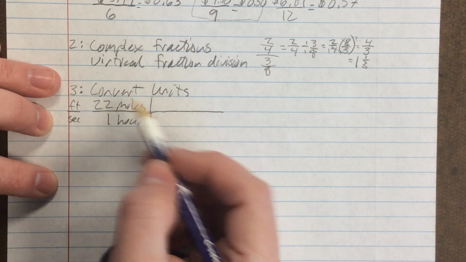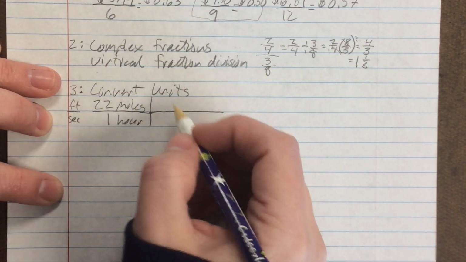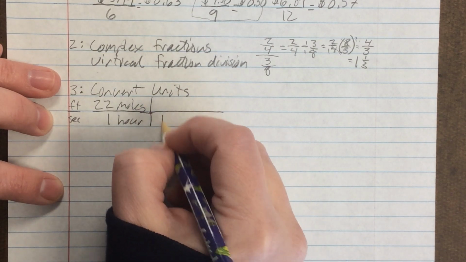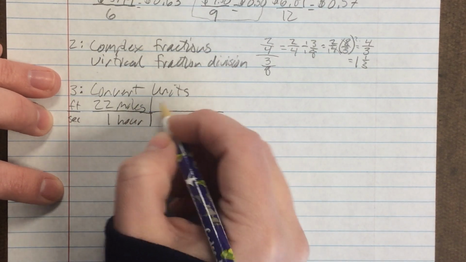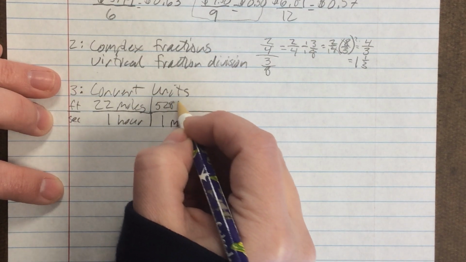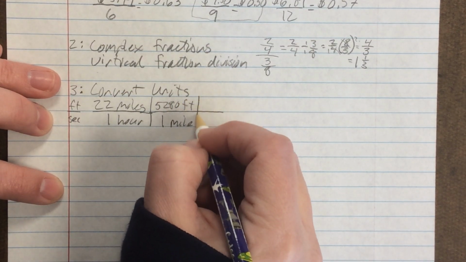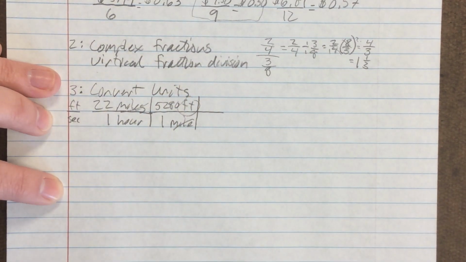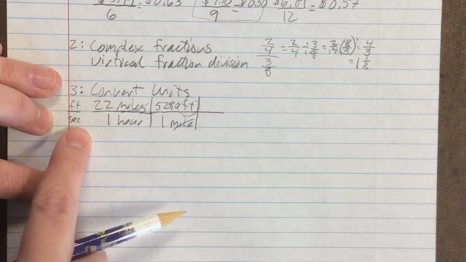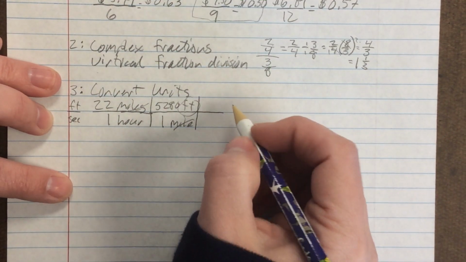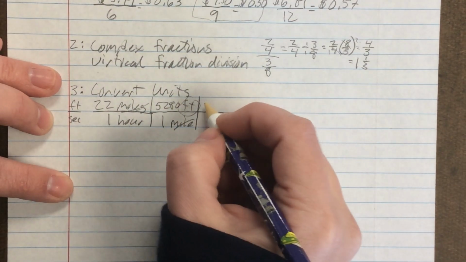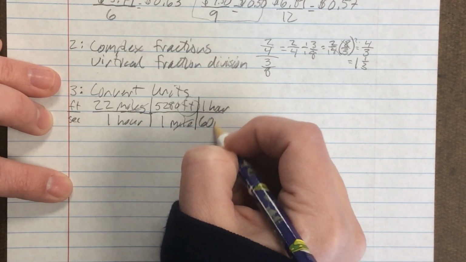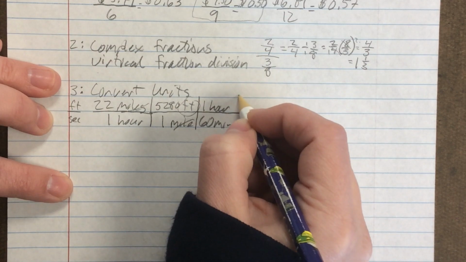So first let's change the miles to feet. There are 5,280 feet in 1 mile. I have miles on top, so I'm going to put the 1 mile on the bottom, 5,280 feet on the top. And the miles cancel out, and I'm at feet, which is where I want it to be. So now I just need to change my hours to seconds. So in 1 hour, we already have hours in the bottom, so I'm going to put 1 hour on the top here, and that's 60 minutes.